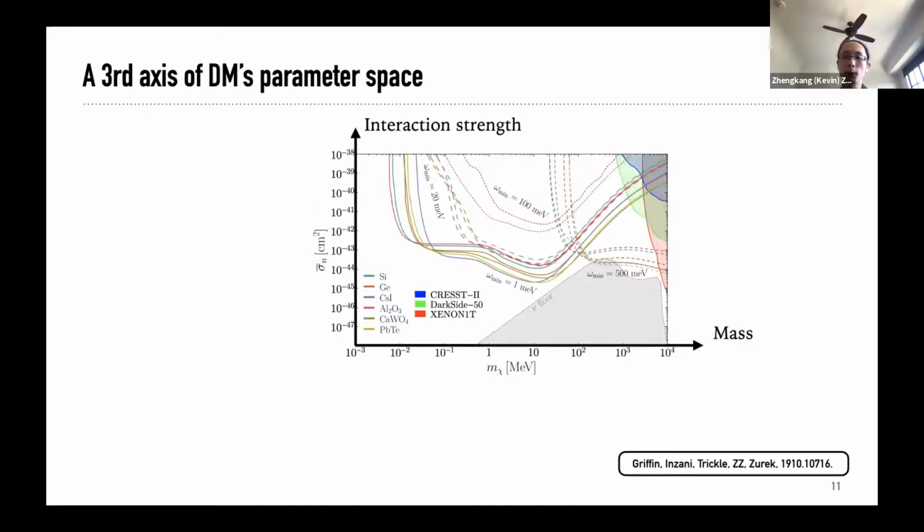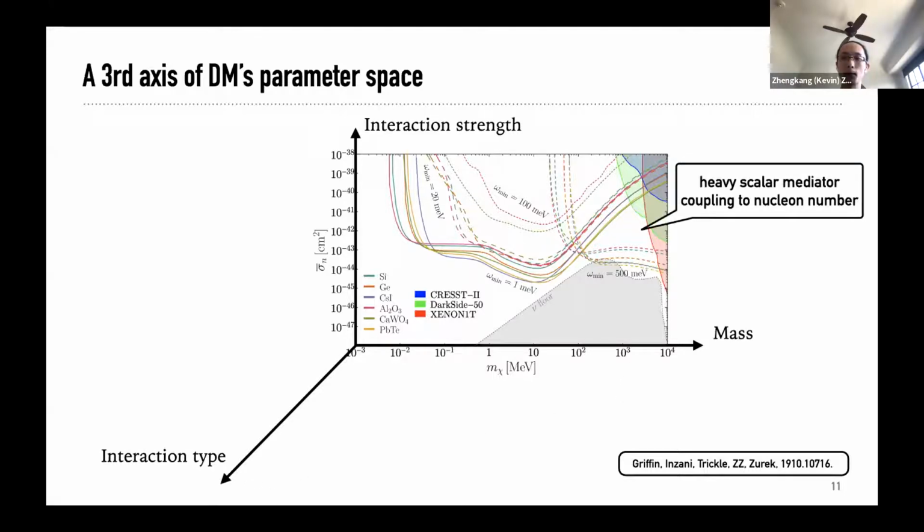So up to this point, the focus has been pretty much on a two-dimensional parameter space like this one. So this is the cross-section versus mass. The cross-section basically characterizes the interaction strength. But of course, the dark matter parameter space is more than that. And we can imagine at the very abstract level that there should be a third axis, which is what I call interaction type.